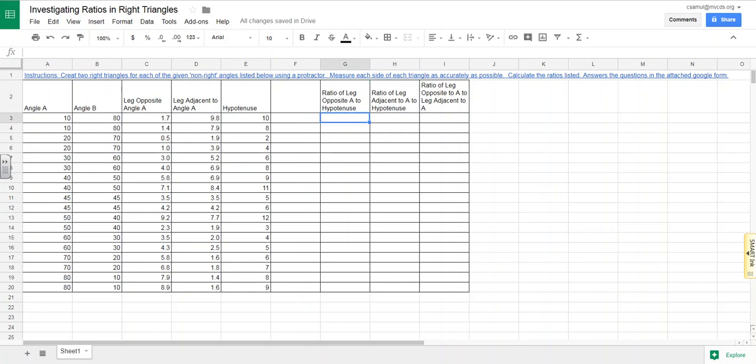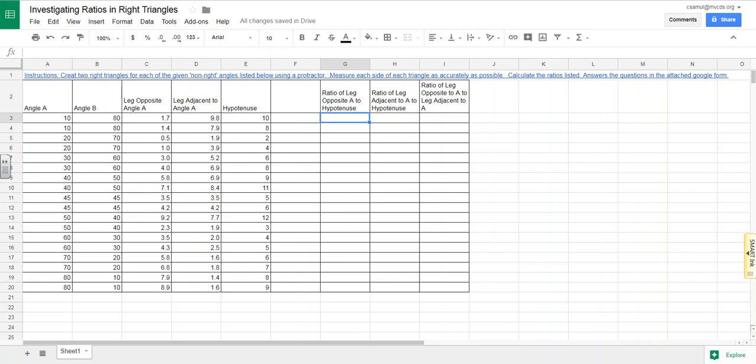So you could go through and calculate each ratio individually. I could do 1.7 divided by 10 for the opposite leg and the hypotenuse, but that's kind of cumbersome. My other option would be to make an equation that says I want to calculate the leg opposite the angle divided by the hypotenuse for every single opposite leg and every single hypotenuse. And I can do that with Google Sheets. Google Sheets is clever that way.